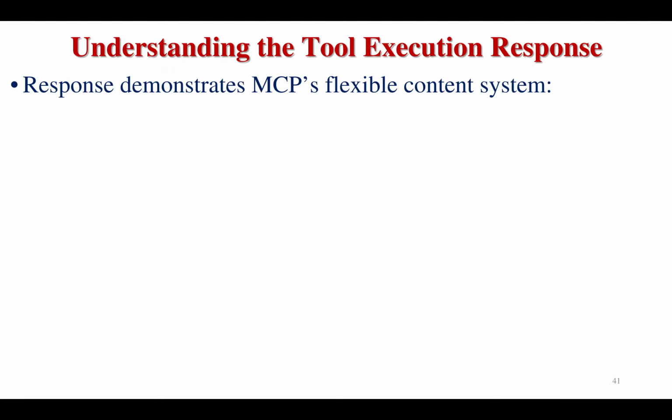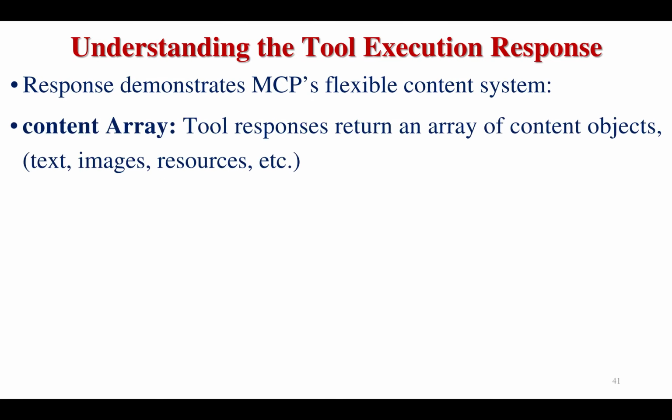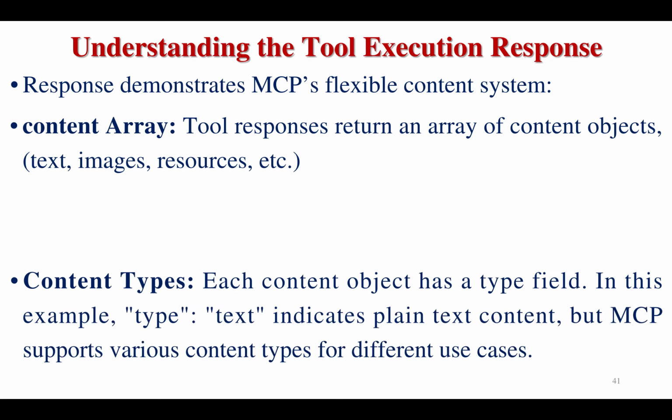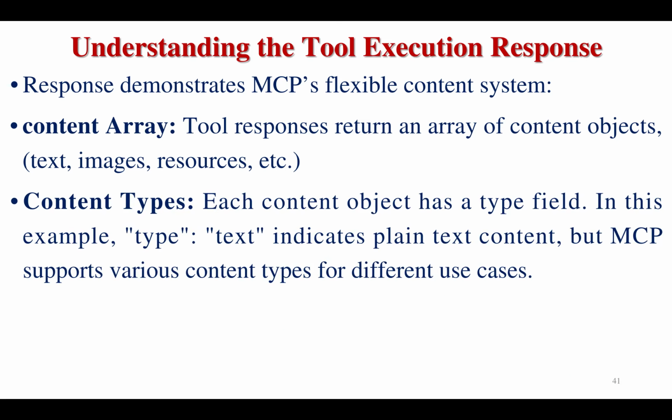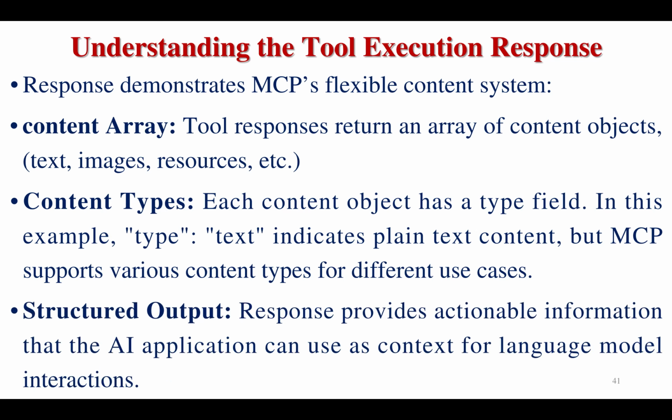And the response demonstrates MCP's flexible content system, like the content array. You can have an array of responses, like sometimes you can have text, images and resources when you return the content, right? So the content type can be mentioned as text, in this case it is text. Sometimes if it is an image, you will mention it as image, right? So the content type is going to tell what type of field we are going to return. And also we will have a structured output. The response provides actionable information that the AI application can use as context for language model interaction.